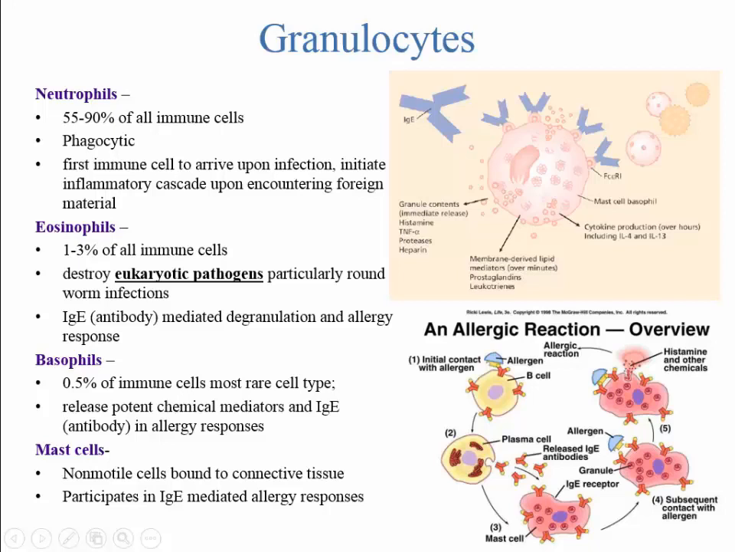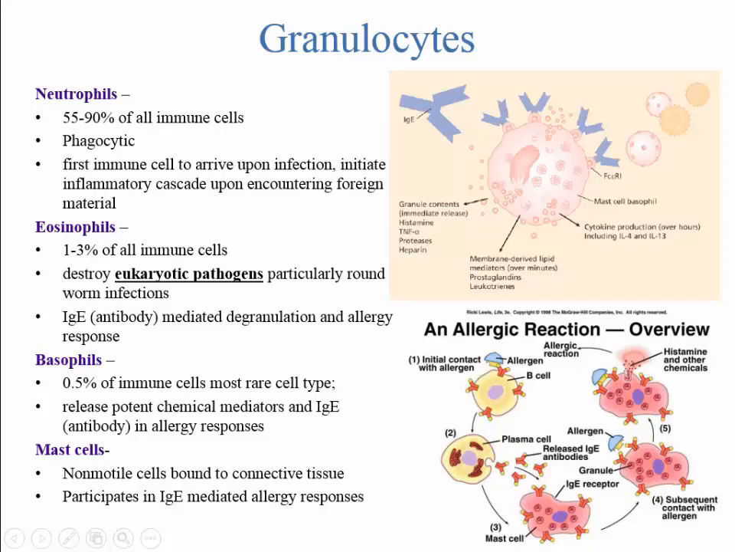IgE is indeed an antibody response. So IgE is part of our adaptive immunity, but IgE works very closely with our eosinophils to mediate the degranulation and allergy response of eosinophils. Basophils, these guys are highly rare. So these are the rarest immune cell that we have within our immune system. They do also participate in allergy responses and facilitate degranulation using IgE, an antibody.